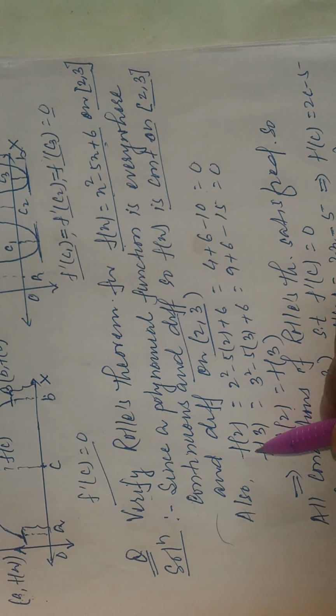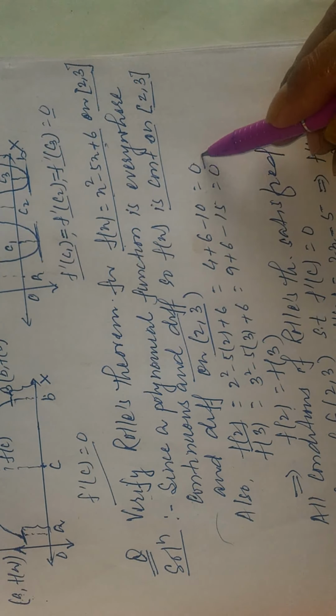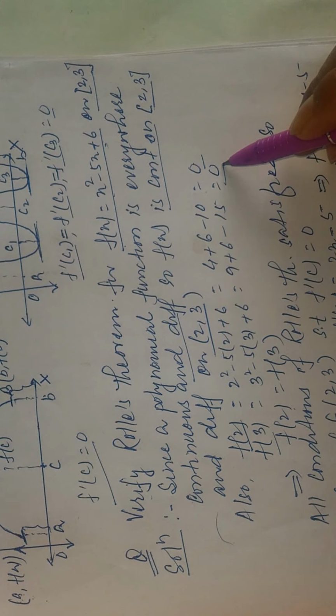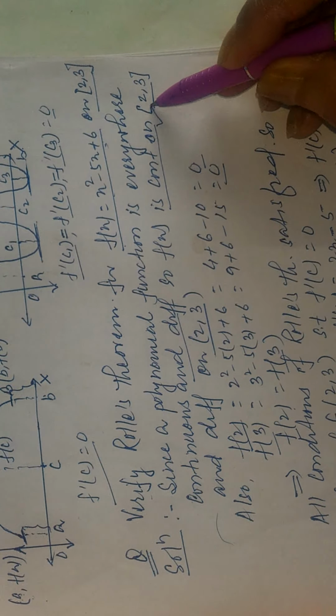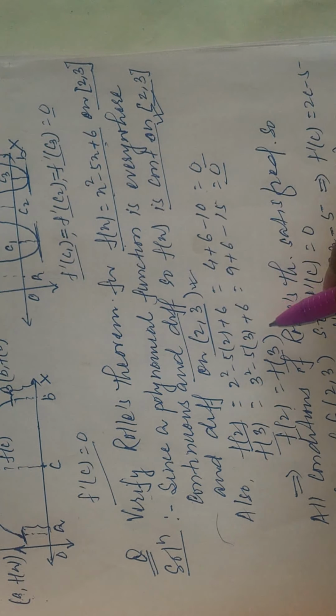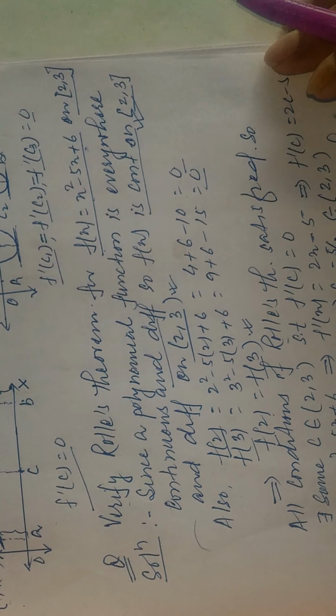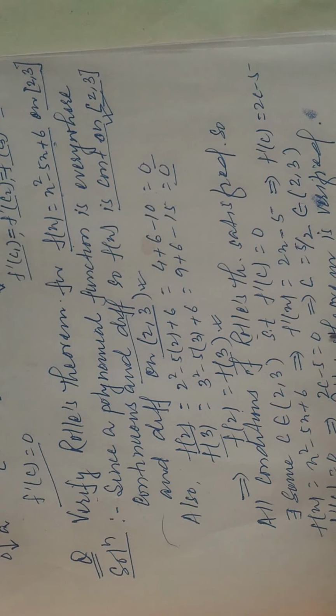Now we check the value of the function at the endpoints: f(2) is 0, f(3) again 0. So we observe that f(2) is equal to f(3). So we have got that it is continuous in the closed interval, differentiable in the open interval, and f(2) is equal to f(3). It means all conditions of Rolle's theorem are satisfied. Now we are going to find the point where the derivative of the function is 0.